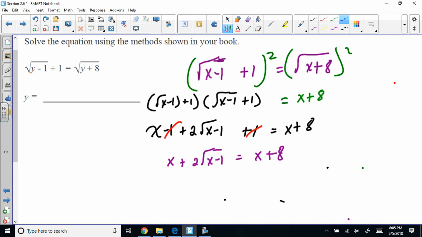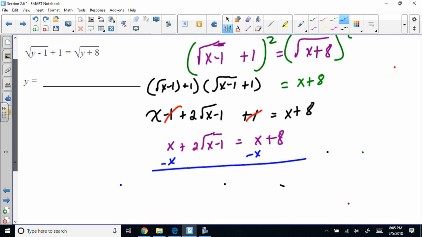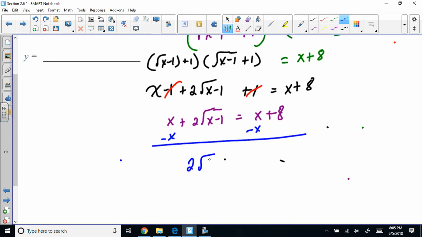Y'all good? Okay, so I need to isolate my radical, right? So I'm just going to move it to the other side. What happened to my x's? They went away. So it leaves me with 8 on the other side. Do y'all see how easy this math is coming apart? So that's going to leave me with the square root of x minus 1 equals 4, right? Y'all okay with that?